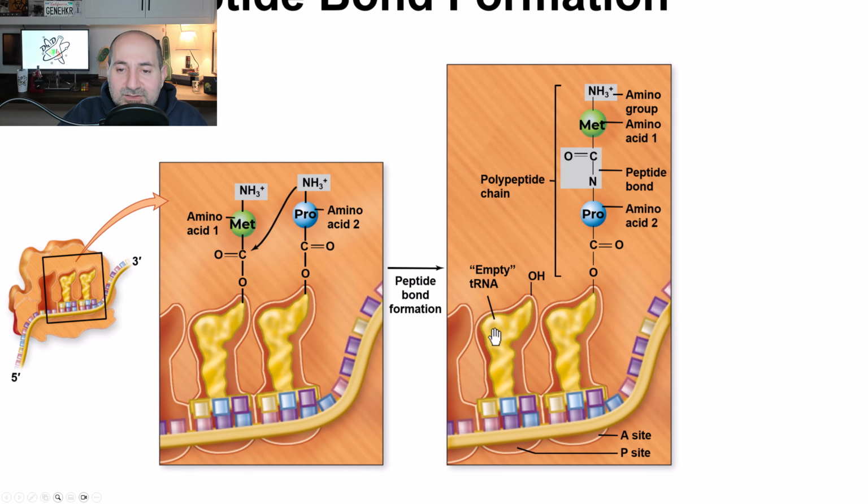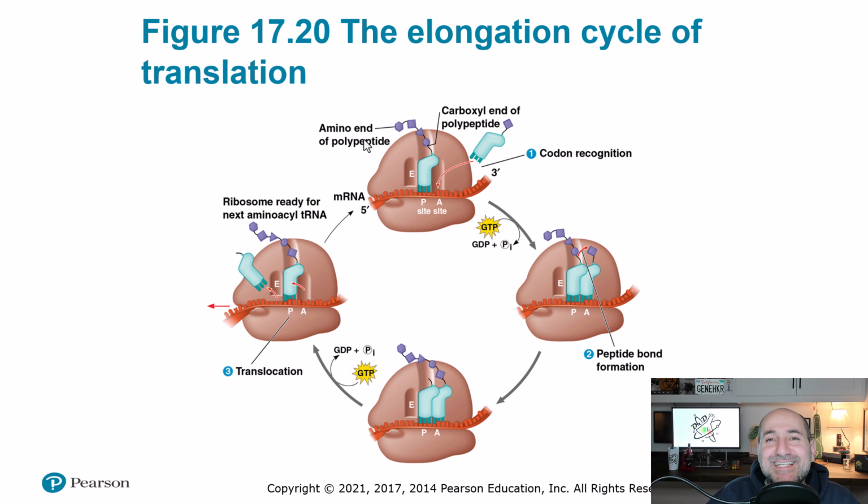At this point, this empty tRNA is going to move to the E site. The tRNA here in the A site with the 2 amino acids attached is going to move to the P site. And guess what? The A site is going to be empty, and it's going to be vacant to accept the next charged tRNA. Isn't that neat? And see, again, this is known as the elongation cycle of translation.